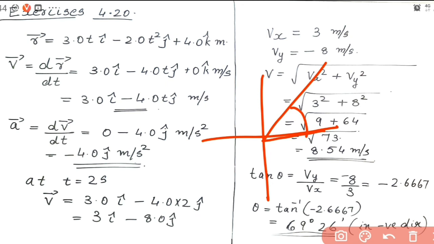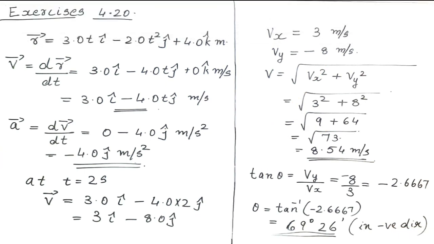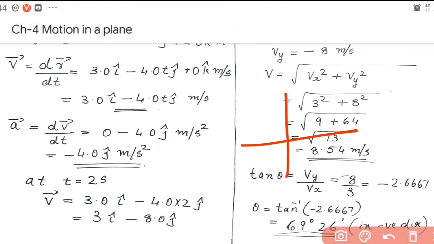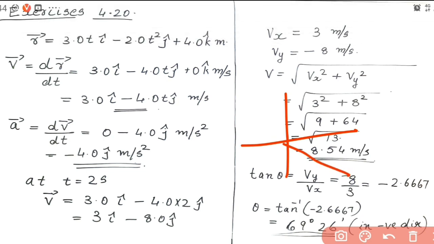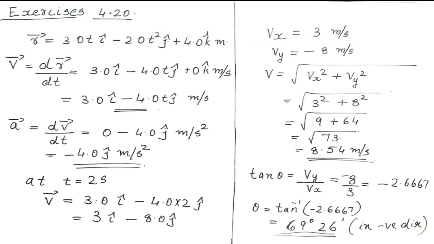Here, since tan is negative, we are getting that angle in the opposite way, that means in the negative direction. So in our answer, the angle mentioned is in the negative direction, means in this way. So from the positive x direction, an angle of 69 degree 26 minute in the downward direction. That is the meaning. You need not write like that. You just write in the negative direction. So 69 degree 26 minute in negative direction.